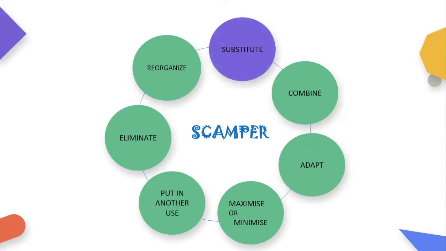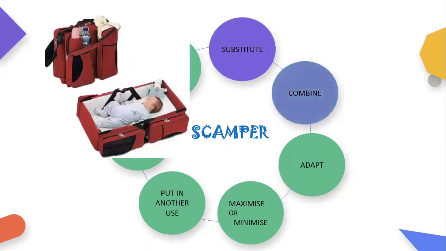To combine, I need to take 2 ideas and put them together to create something new. Here we have an example of a baby bed which has been combined with a baby bag or a nappy bag. In this situation, 2 different products have been put together to create something new, 2 in 1.